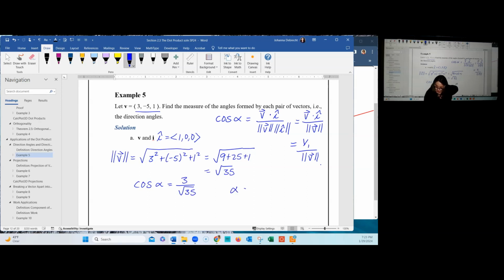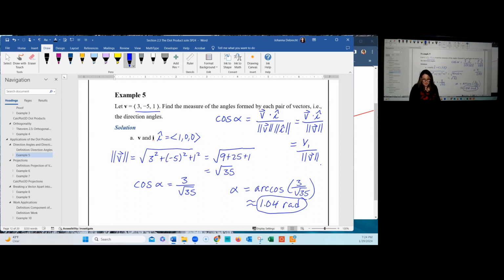To find alpha, the direction angle, I need the arc cosine of 3 over the square root of 35. Because 3 over the square root of 35 is positive, I know it's got to be in quadrant 1. And when you work this one out, you'll come out with about 1.04 radians, which is about 2/3 of the way through quadrant 1. So it's around 61 degrees, something like that, 58 degrees, something like that.